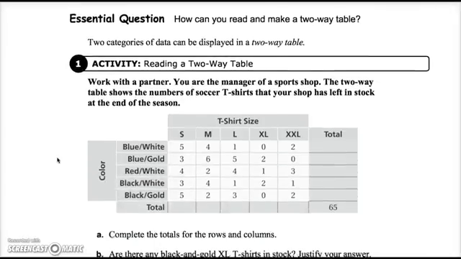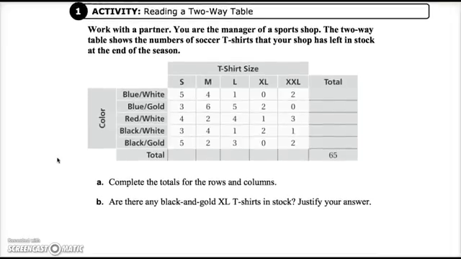So if you look at activity 1, it says you are the manager of a sports shop. So take Forest City Footwear, for instance. The two-way table shows the number of soccer t-shirts that your shop has left in stock at the end of the season. So we have the color of the shirt over here on the side, and we have the size of the shirt located on the top. So there are your two categories.